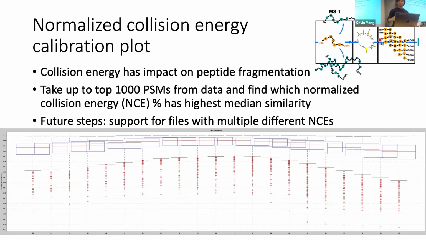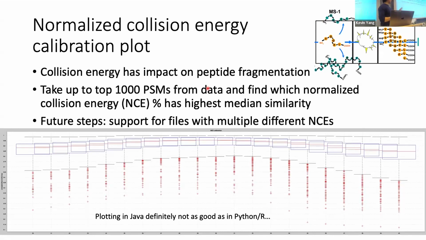In order to calibrate that, these values differ a lot between instruments. Saying 30% on one instrument isn't the same as on a different instrument. So what we do here is we take the top 1,000 PSMs, again ranked by their database search score, give them to Koina, and it predicts them at this whole range of NCE values. Then we take the highest median similarity across the NCEs, and choose that as the optimal collision energy for all predictions in the future.